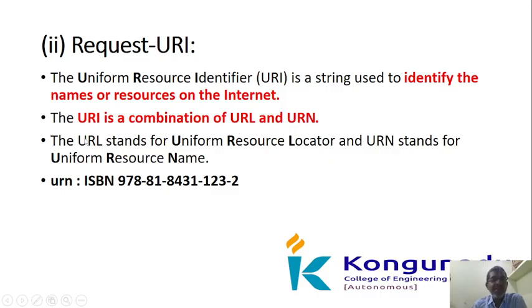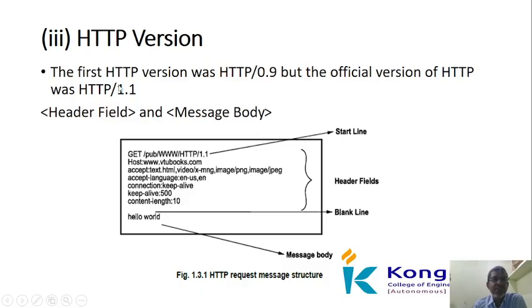So URL represents the uniform resource locator. URL stands for the uniform resource name. The third one is the version of the HTTP. Usually the first version of the HTTP is 0.9, but officially the version of the HTTP now is 1.1. So this is the thing I have mentioned.